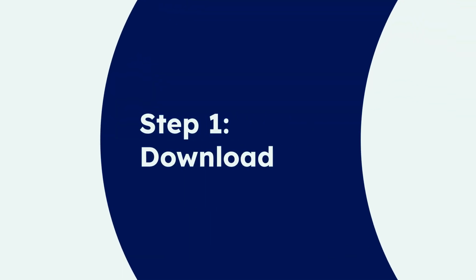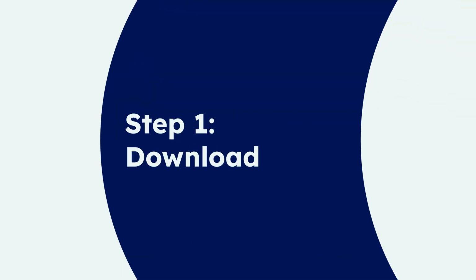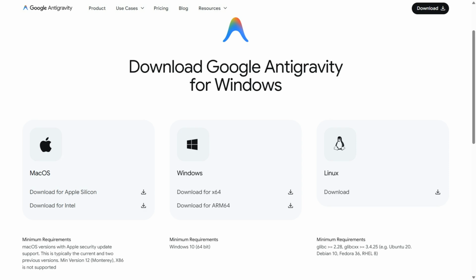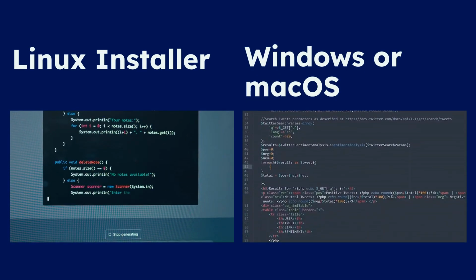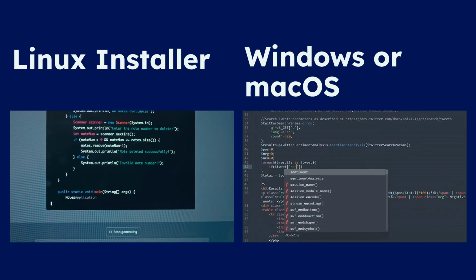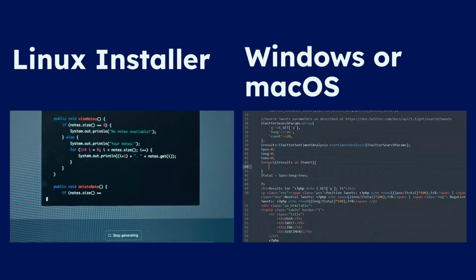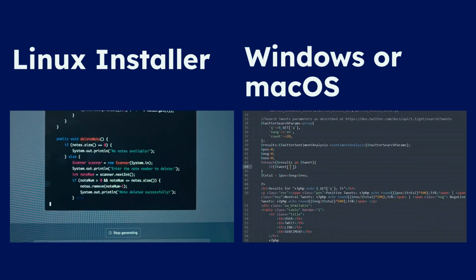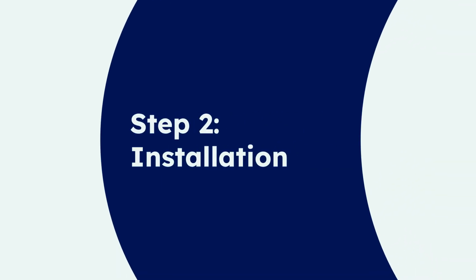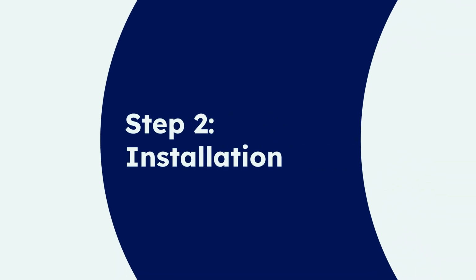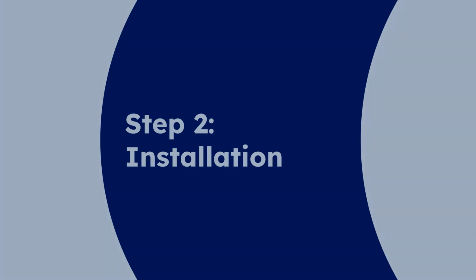Let's start with the first step, downloading the installer. Antigravity is available across all major operating systems. To get started, you'll need to navigate to the official Antigravity website or go directly to the download page. Select your operating system and download the correct installer, whether it's .exe for Windows, .dmg for macOS, or the appropriate Linux package. Once the download is complete, follow these specific instructions for the installation process on your machine.